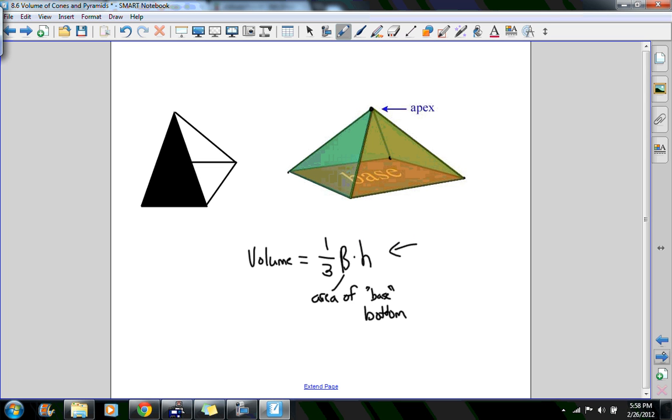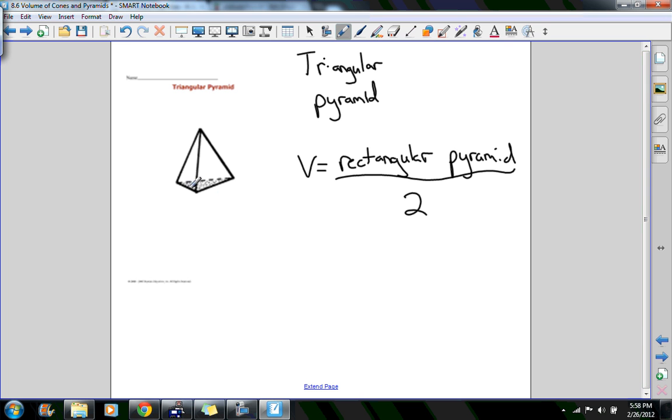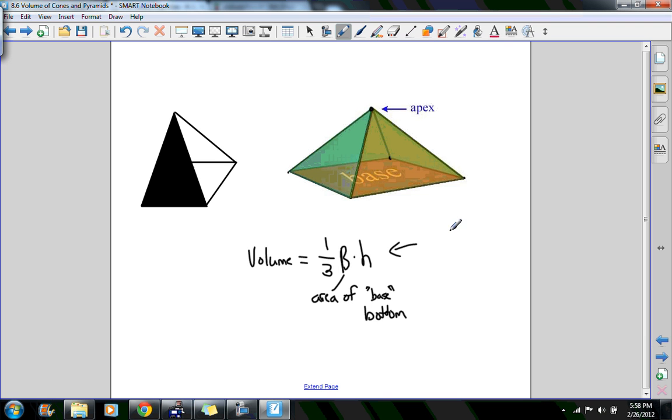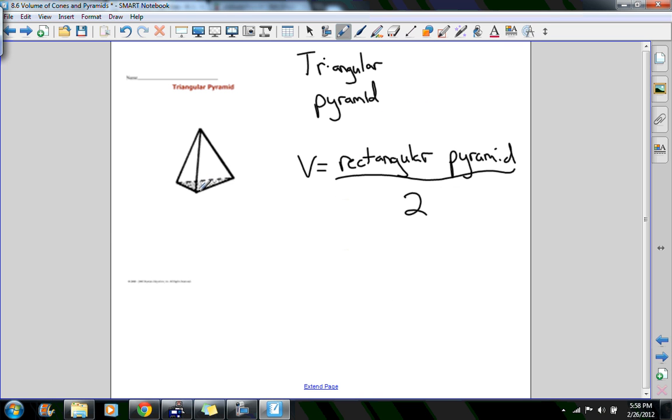Okay, so we have a triangular pyramid over here, and the only difference between a triangular pyramid and a rectangular pyramid, which we just had, is that a triangular pyramid has a triangle on the bottom. So therefore, the volume of a triangular pyramid is a rectangular pyramid divided by 2. Meaning you do 1/3 times the area of the base on the bottom times the height, and then you divide it by 2. The other way to figure this out is if you do the area of the base as a triangle, you'll end up getting the answer. We'll see examples and it'll make a little bit more sense.